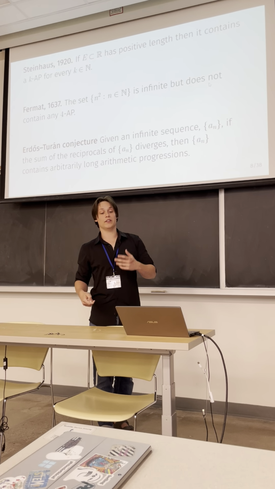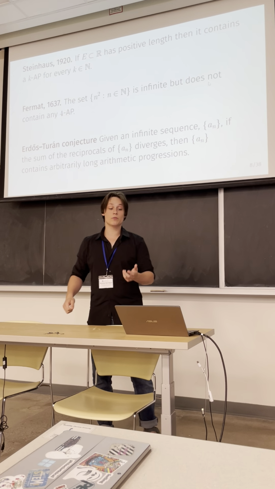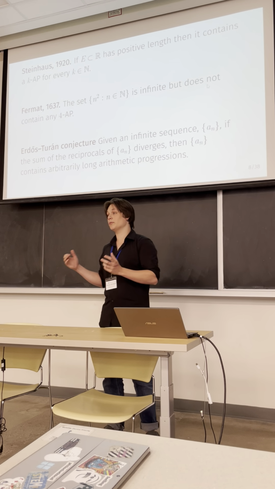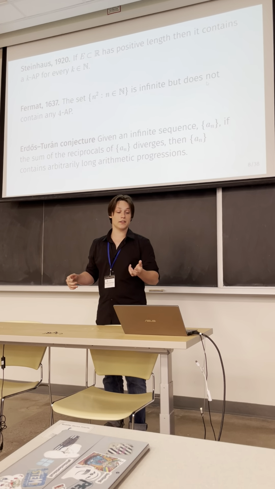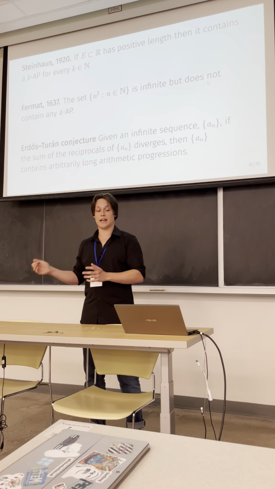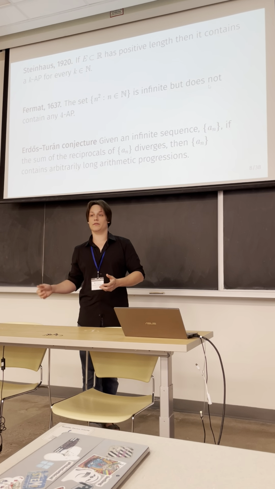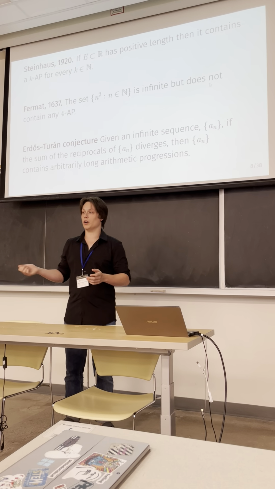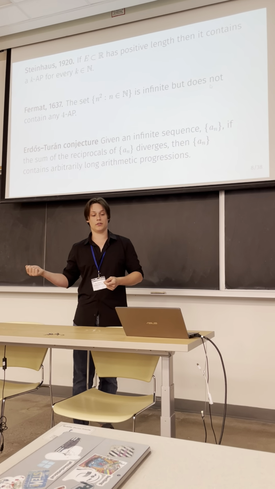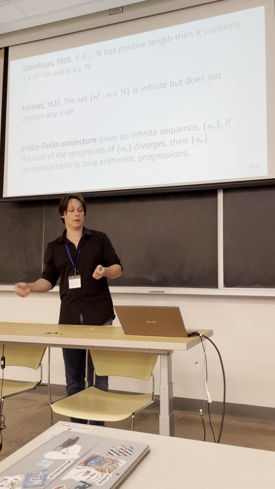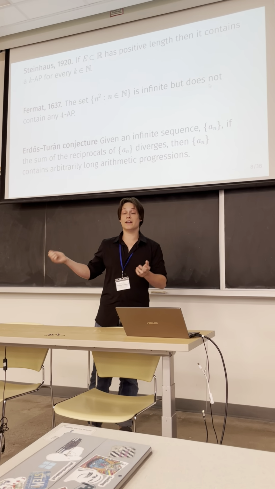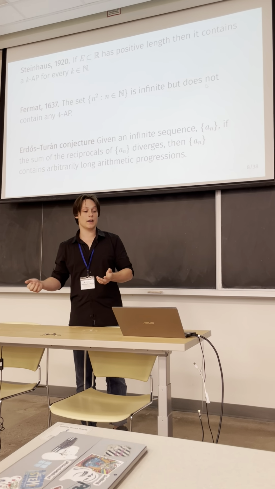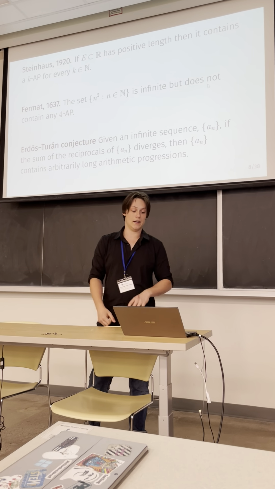So, in the study of patterns in large sets, we have results. The first result is an existence result. In 1920, Steinhaus proved that every subset of the reals E with positive length contains a KAP for every K. For intervals, this is intuitive. We cut an interval into K minus 1 parts, and we place a point at each of the borders. That is K evenly spaced points. Steinhaus extended this to any set of positive Lebesgue measure. It has a KAP for every K.